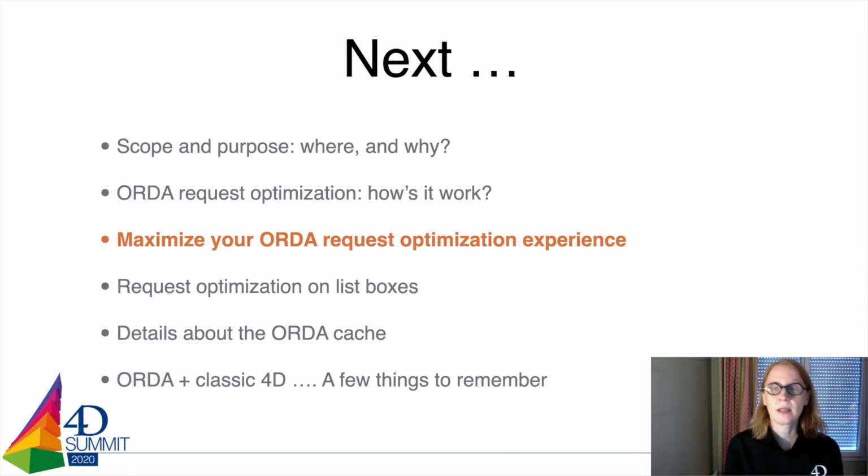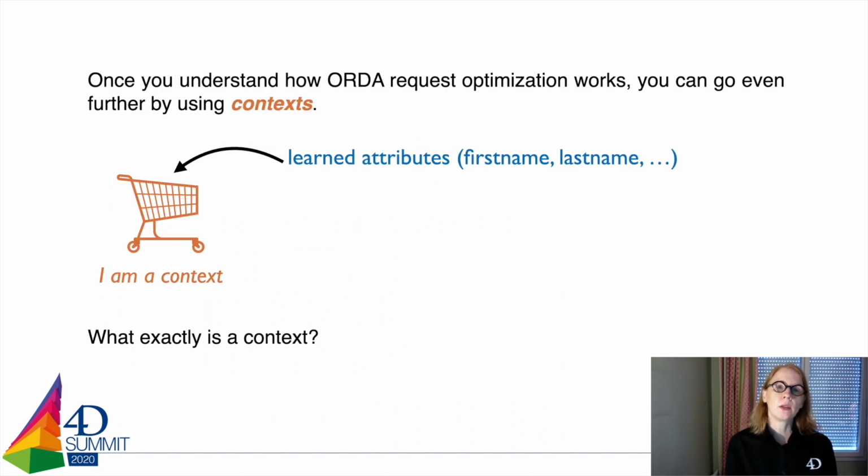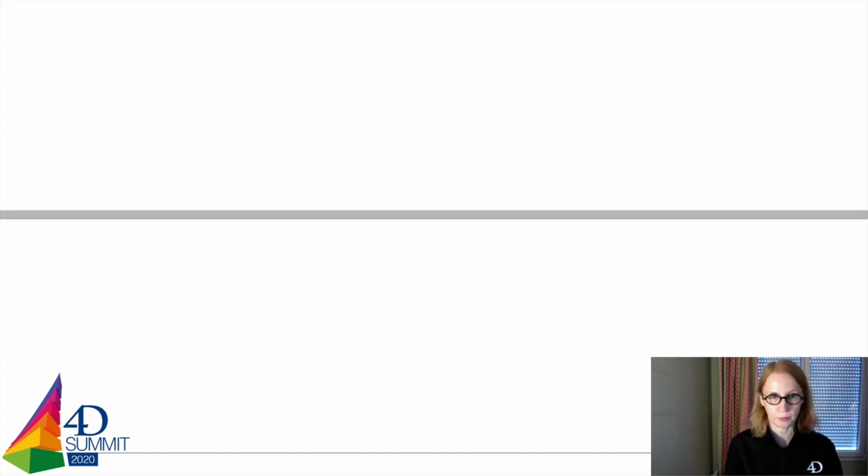The next part is about maximizing your experience. Once you understand how request optimization works, you can use context. What exactly is a context? It is a label, a string you can associate to your learned attributes. It's like a shopping list. You can name your learned attributes.